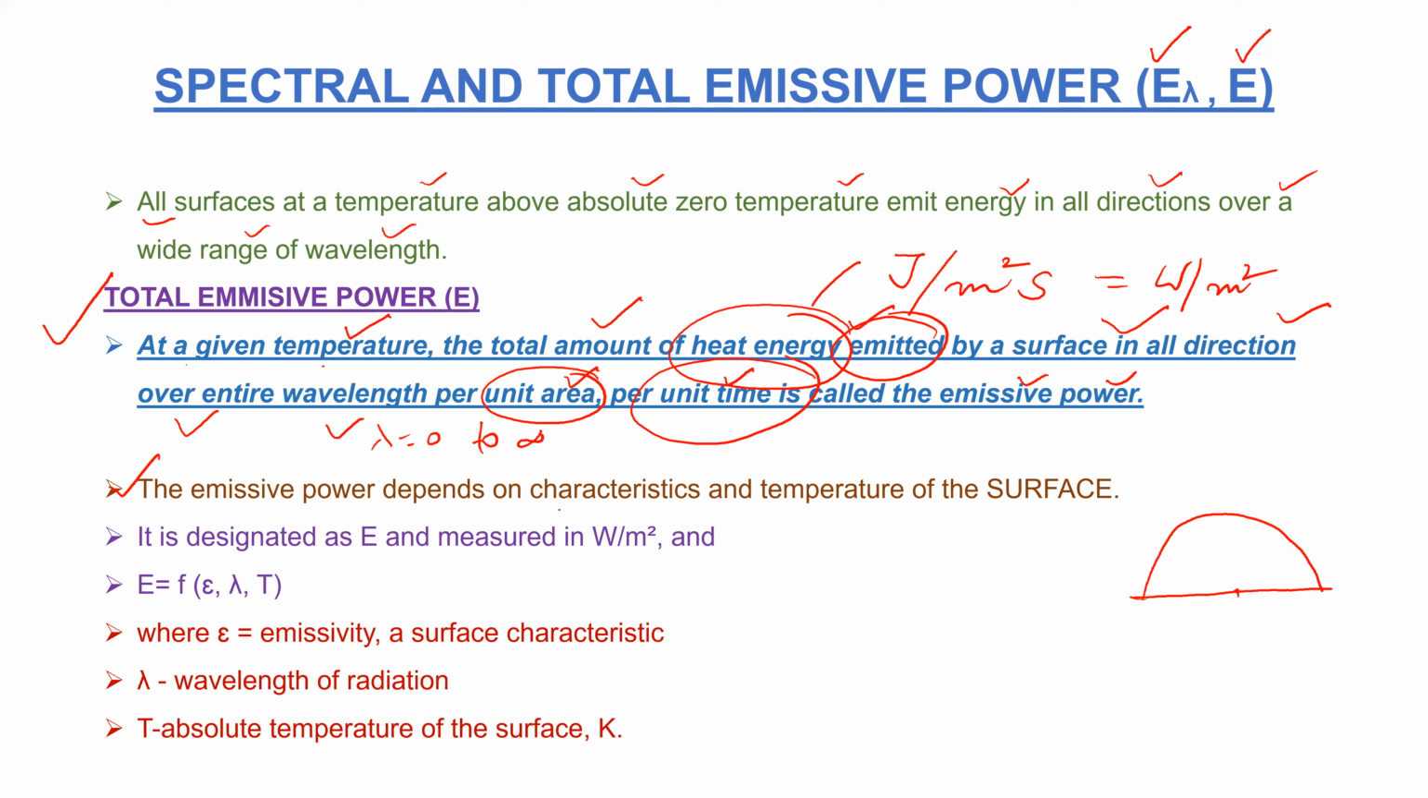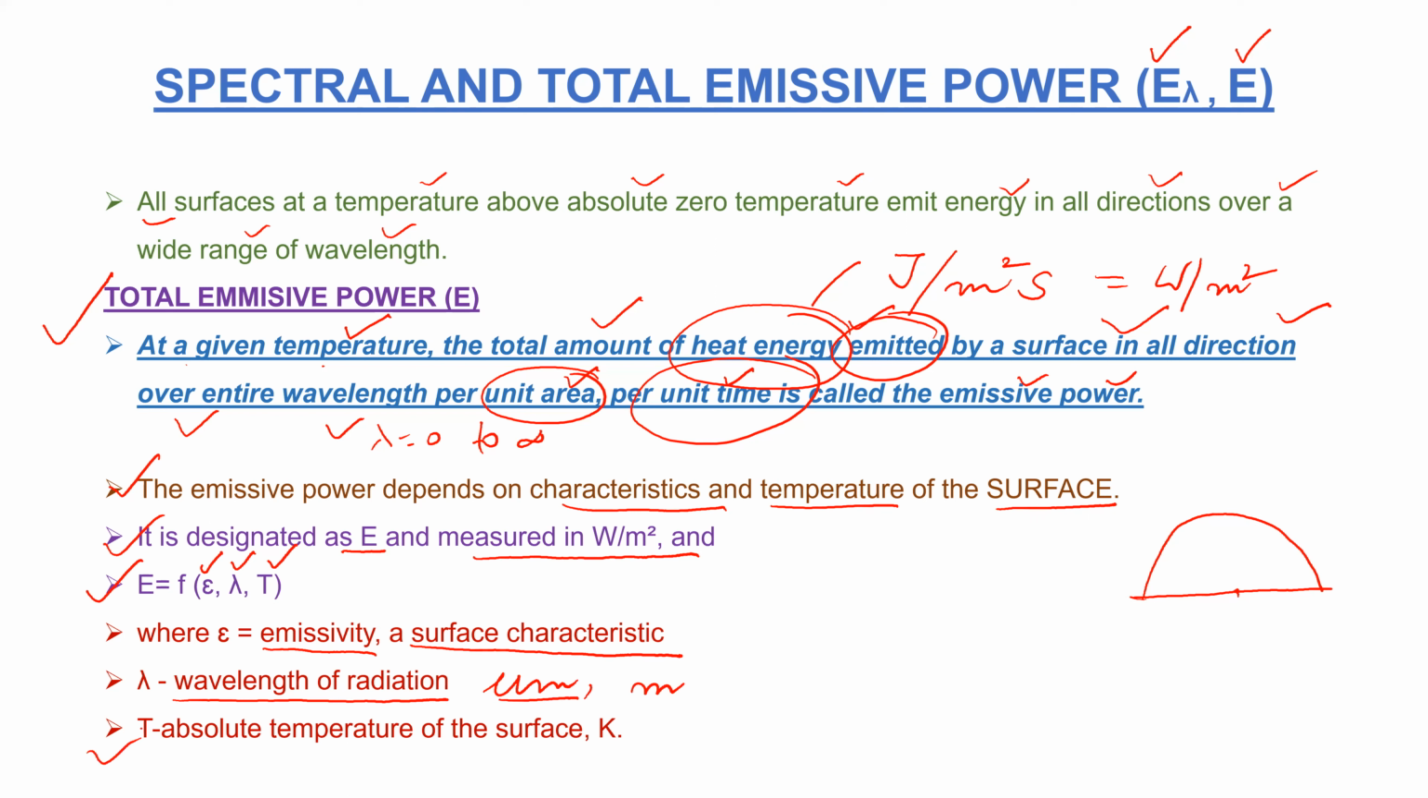The emissive power depends on the characteristics and temperature of the surface. It is designated as E and is measured in watt per meter square. E is a function of emissivity epsilon, wavelength lambda, and temperature T. Once again, epsilon is the emissivity, a surface characteristic. Lambda is the wavelength of the radiation, and its unit could be micrometer or meter, depending on which unit we are using. And T is the absolute temperature of the surface in Kelvin.